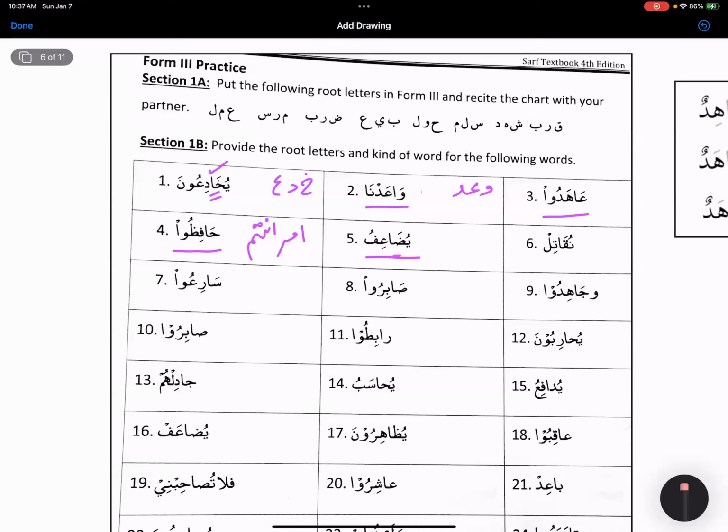Sari'u. Go ahead. I think this is Amar. Very good. Because basically when we have kasra on the middle root letter, especially in this family, then this is basically our Amar. And antum, because it is jama. Yes, exactly. And the translation would be? To proceed with each other, or sabaqat le jana, something like that.